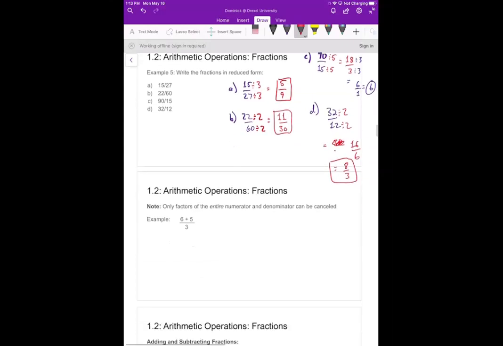Okay, now a quick note here is that it goes to cancellation, or if you want to divide, you have to look at the entire numerator and the entire denominator, right? So for example, you might be tempted to say that this is 2 plus 5, right? Because if you look at 6 divided by 3, you get 2, all right?